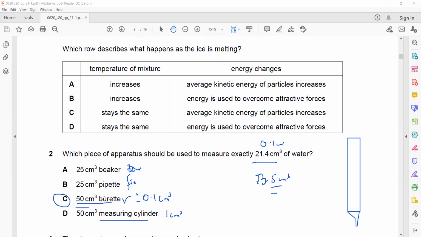These are the maximum values given. A 50 cm cube burette means the maximum it can measure is 50, but the smallest value which a burette can record is equal to 0.1 cm cube.